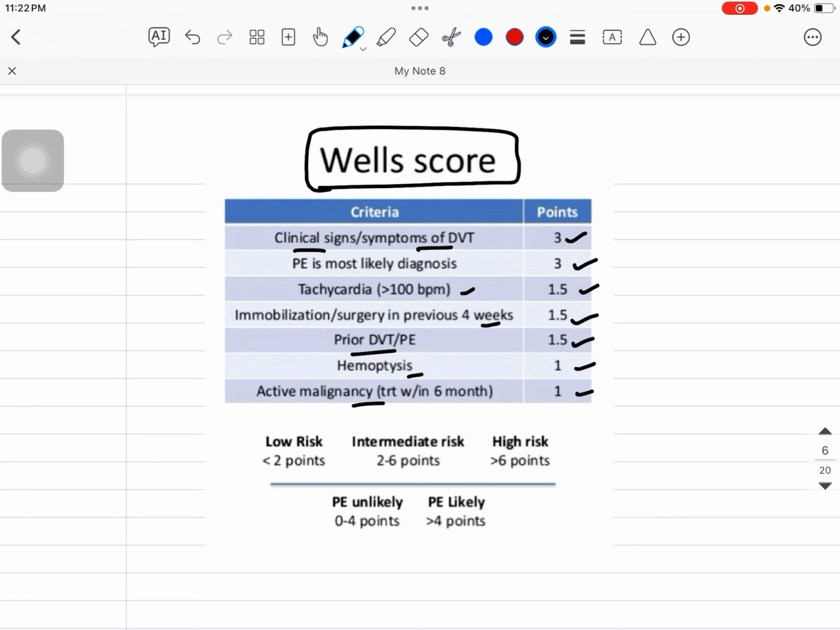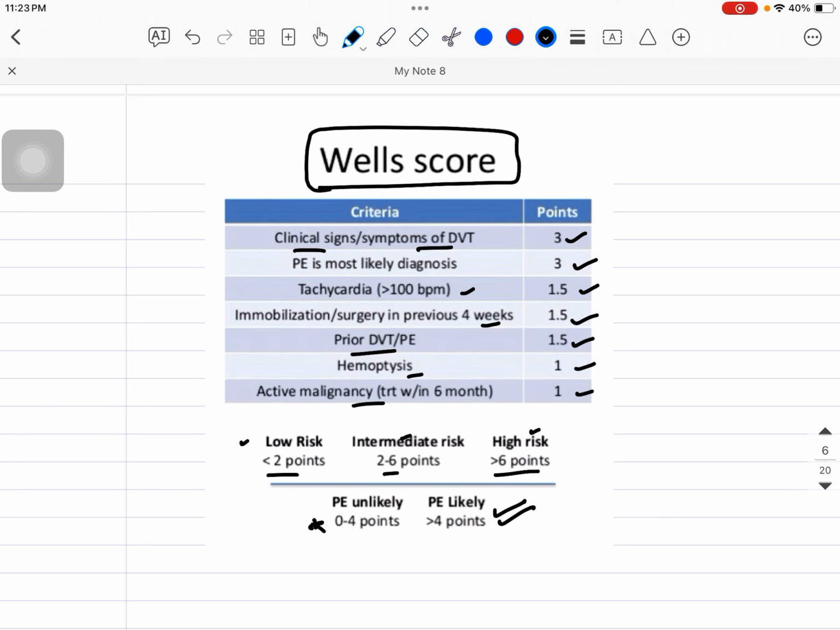Then if the total is less than 2 points, we say it is a lower risk patient. If the person's points come between 2 to 6, then it is an intermediate risk, and high risk is more than 6 points. So with 0 to 4 points, PE is unlikely, but if the patient has more than 4 points, then PE is likely, and we go for the CT pulmonary angiography for confirmation, right? So that is the case over here.